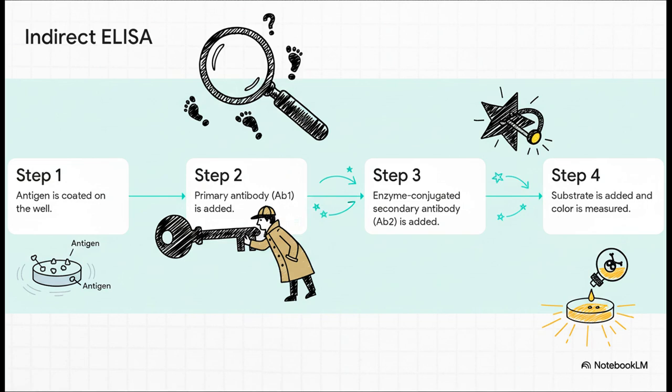So how does this detective mission work? Let's look at indirect ELISA. Step 1, we stick the bad guy, or the antigen, onto a plate. Step 2, we send in our first detective, the primary antibody. It will only stick if it finds its specific target. Step 3, we send in a second detective. This one is trained to find the first detective, and it's carrying a little flashlight, an enzyme. Step 4, we add a chemical that turns the flashlight on. If we see a color, mission successful.